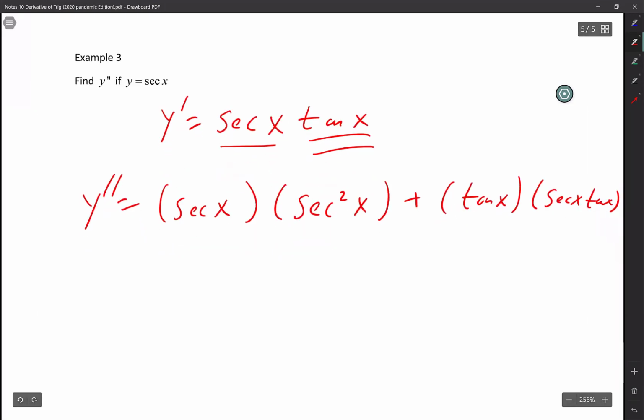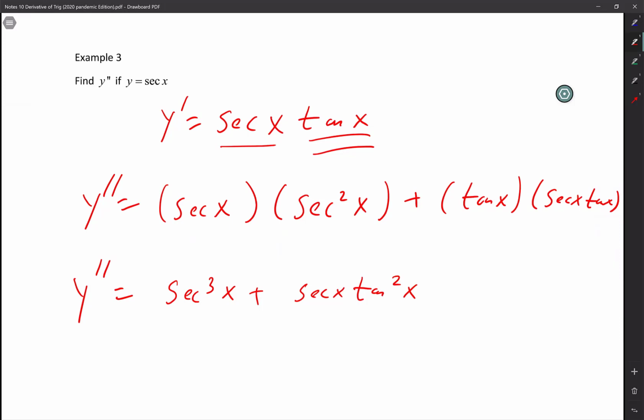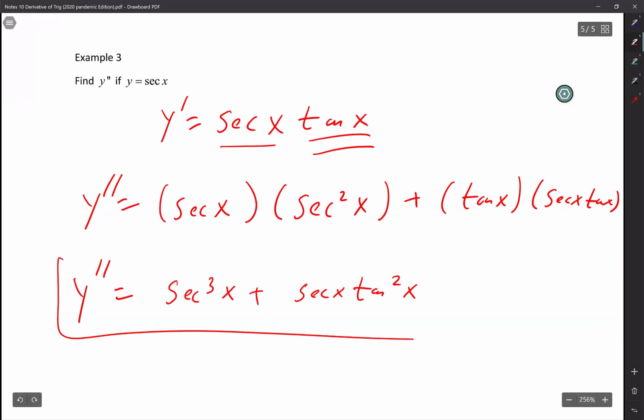All right, now just make it pretty. So this is going to be secant cubed x plus, and there's 2 tans on that one, so I'm going to write secant x tan squared x. If you wanted to factor out a secant x, you can, but I would leave it alone. What do you guys think?